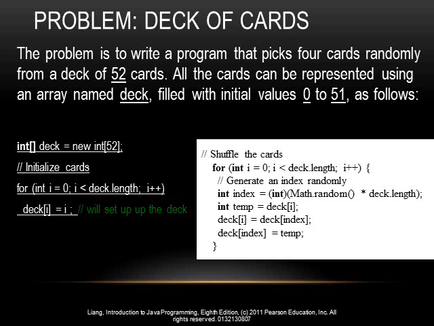So your problem is to build a deck of cards and then randomly pick 4 cards from the deck. Well, the code on the left simply initializes our deck with values from 0 to 51. We have 52 cards in the deck of cards. The code on the right then shuffles our deck. We've seen this code before. So between the two, now we have a deck of cards that have been shuffled.